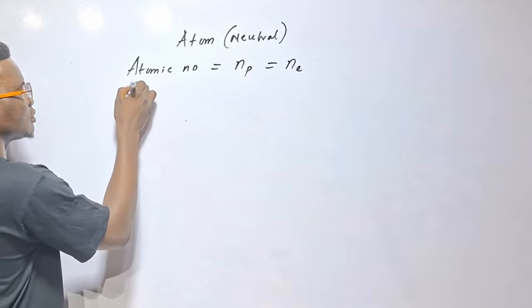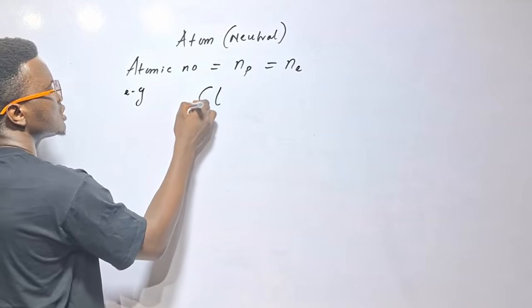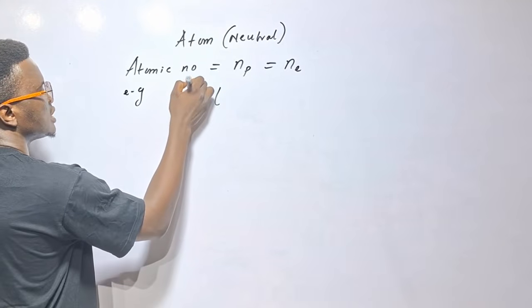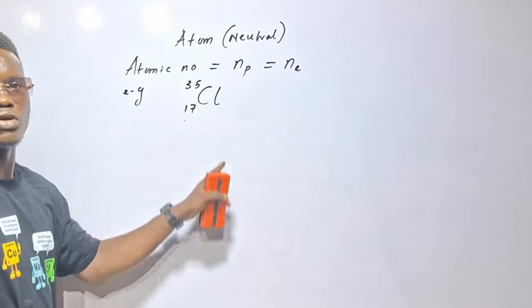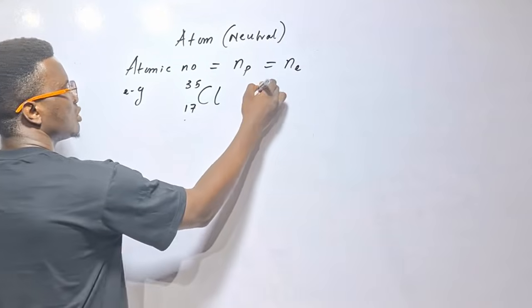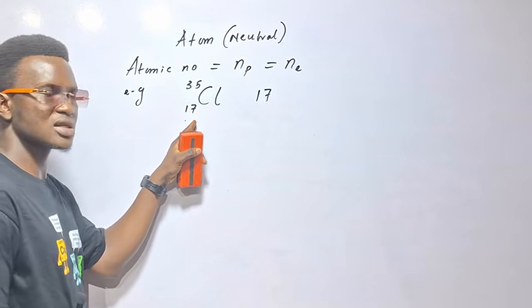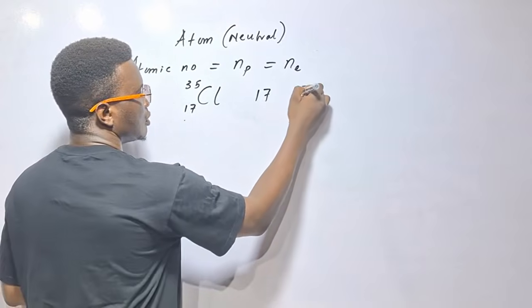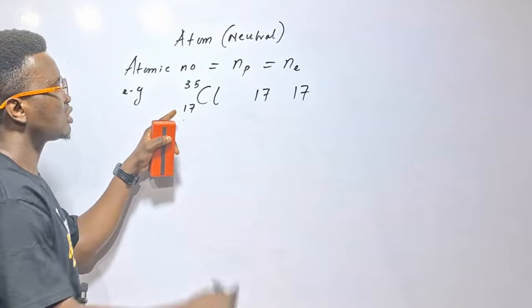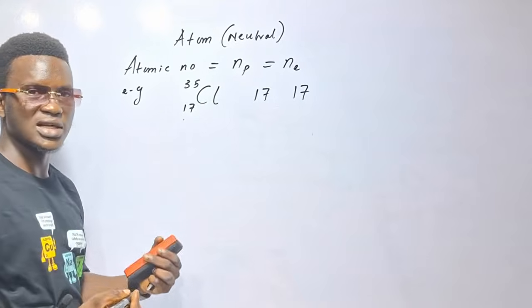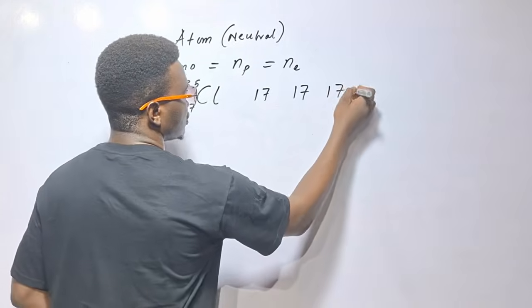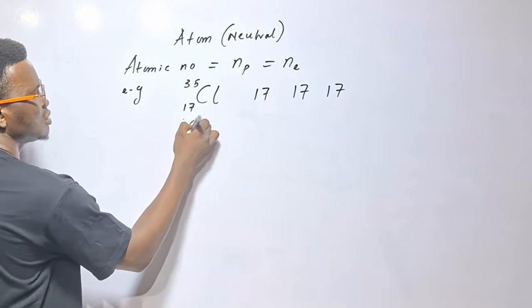For example, if I say this is chlorine 35, 17, what is the atomic number of this element? The atomic number is 17. What is the number of protons of this element? It is also 17. What is the number of electrons? Because it is neutral, it's not carrying a charge, it is also 17. Note that.